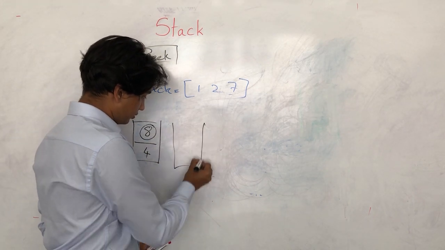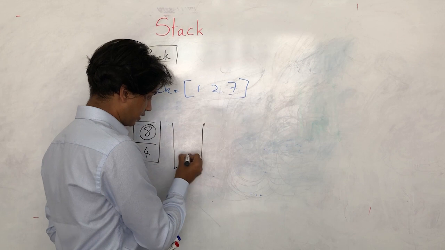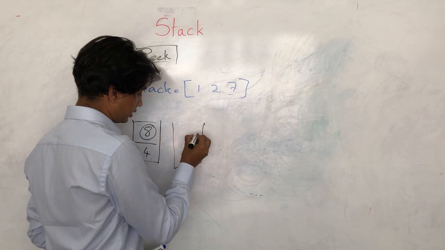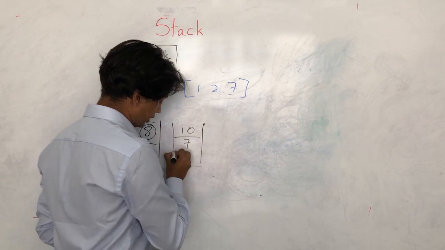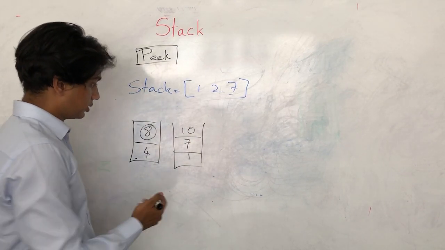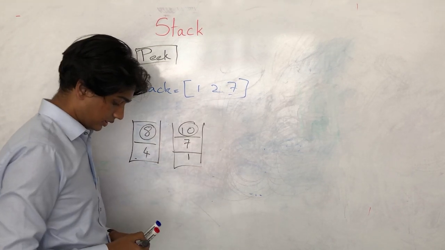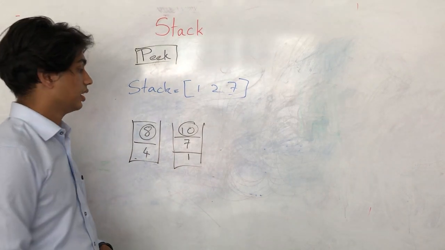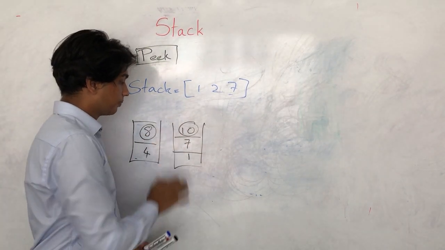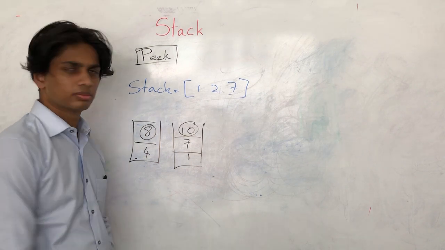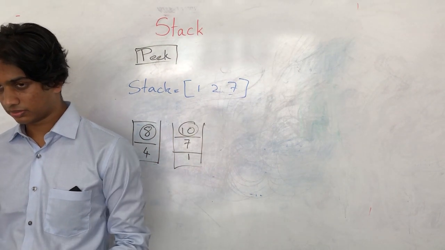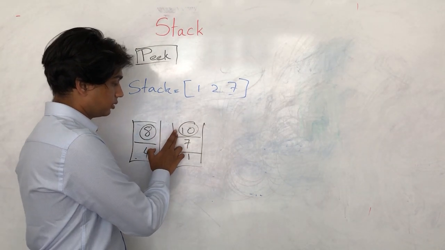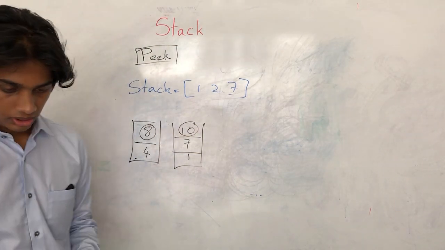Another example, let's say we have a 3 element stack here, 1, 7 and 10. If I use the peek method again, then I will be returning this value 10.